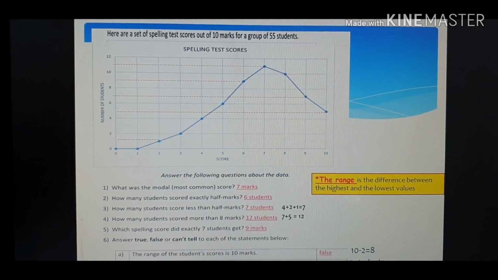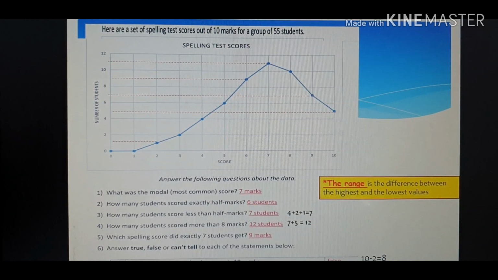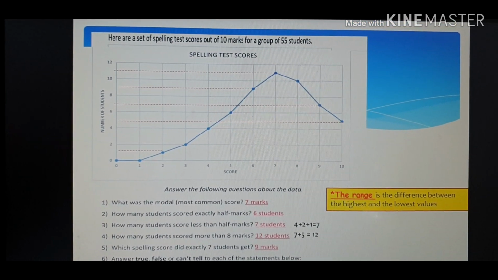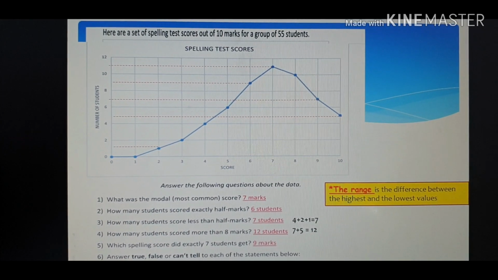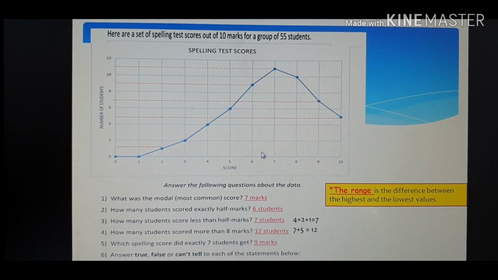Question 37. Here are a set of spelling test scores out of 10 marks for a group of 55 students. So this is a line graph. From this line graph, I need to find the information to answer the questions down.